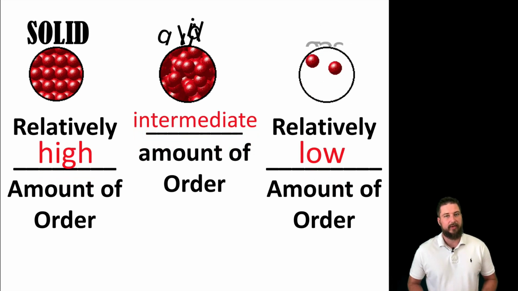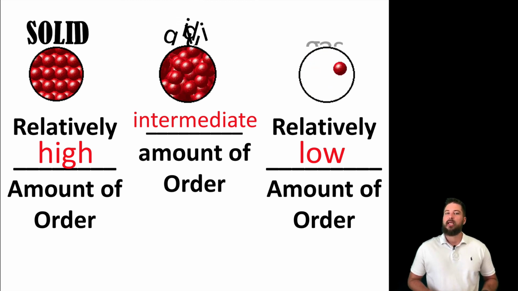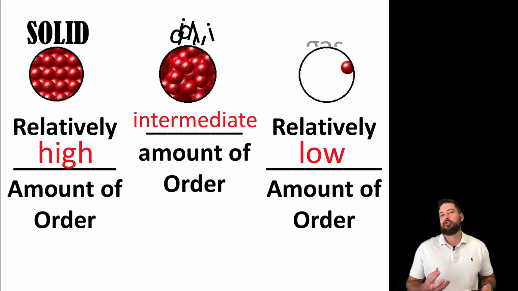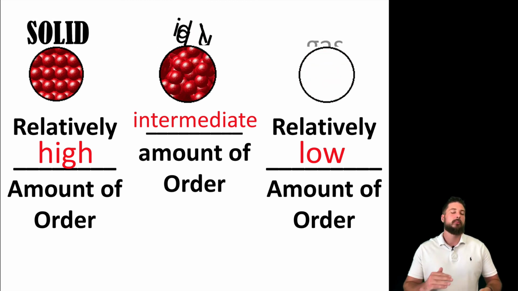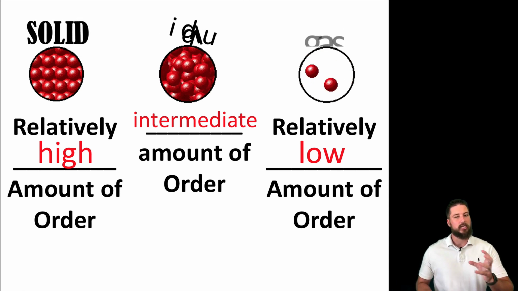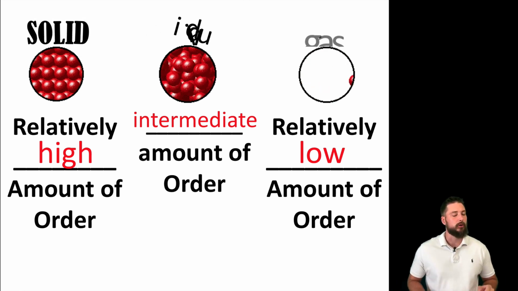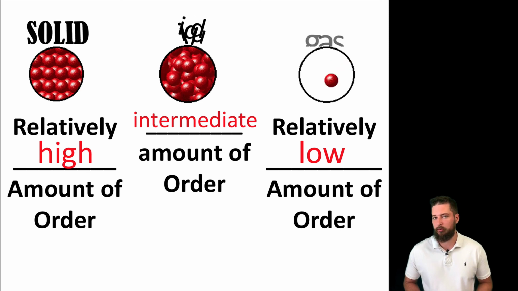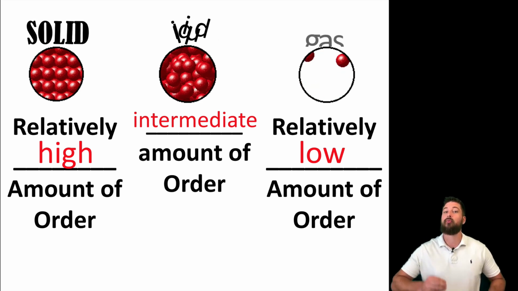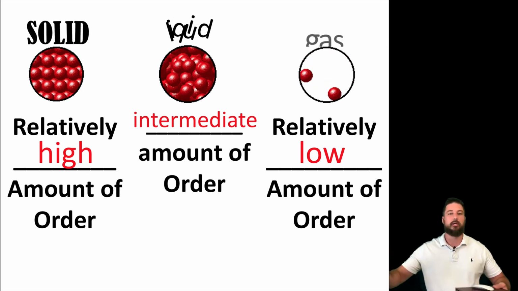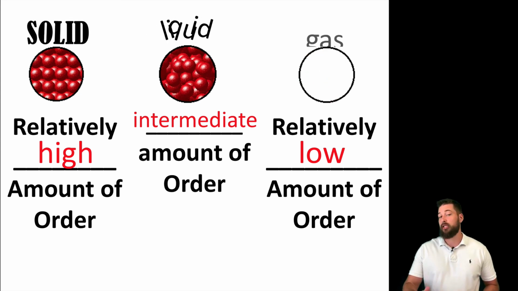Liquids have an intermediate amount of order. They do kind of congregate towards each other. They are able to slide past each other, but they do have some amount of order. And then gases have very little order. The gas particles are randomly all over. They're moving in random directions, and so they have very low order.